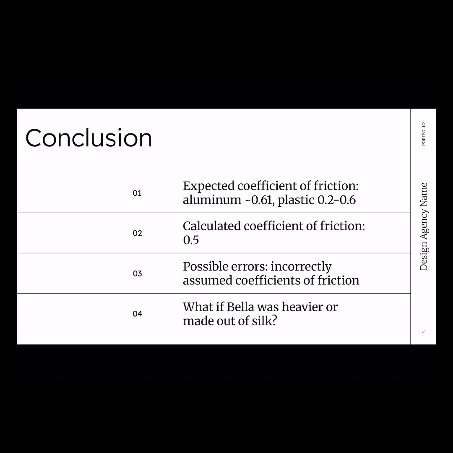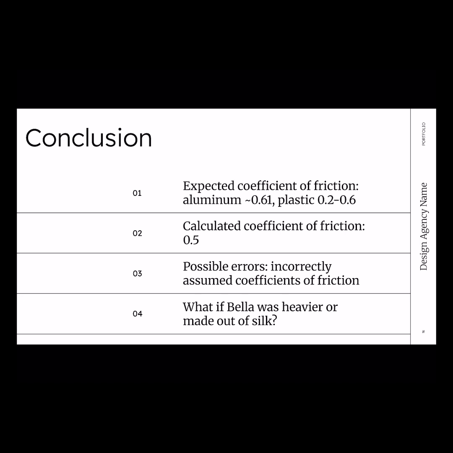Possible errors include incorrectly assumed coefficients of friction. When I looked up the materials of my laptop, their website said it was just recycled plastics and some metal because they were pushing the whole sustainability thing with the ocean. And so I just looked up plastic in general, which is why that was such a range.